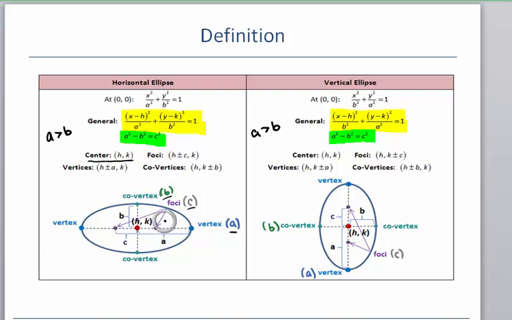Recall that if the ellipse is stretched from left to right with the major axis running parallel to the x-axis, then your a value will be underneath the x in the formula. If your a, which is the larger value, is underneath the y, then the ellipse is turned this direction with the major axis running parallel to the y-axis.